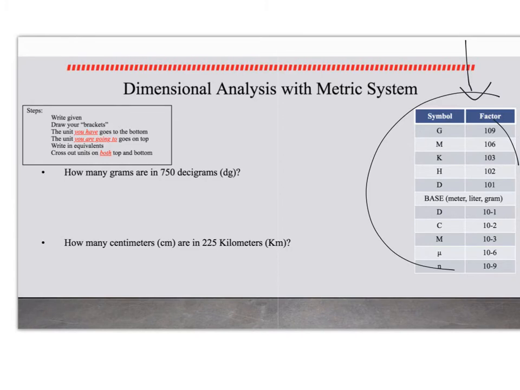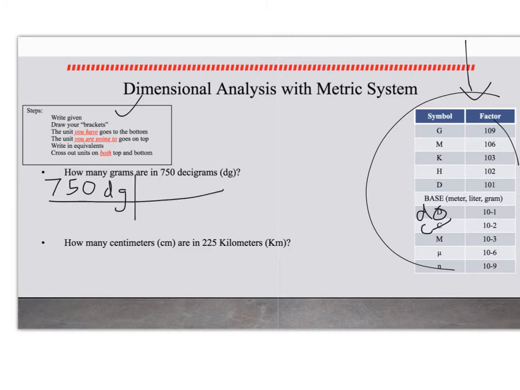Okay, so we are looking for how many grams are in 750 decigrams. Okay, that's a lowercase d. Ooh, I need to fix that. That should be lowercase, and then that should be lowercase as well. So our decigram, we're given 750 decigrams, and we need to convert to grams. Following the same steps as I have been, we need to write down our given. So I have 750 decigrams.